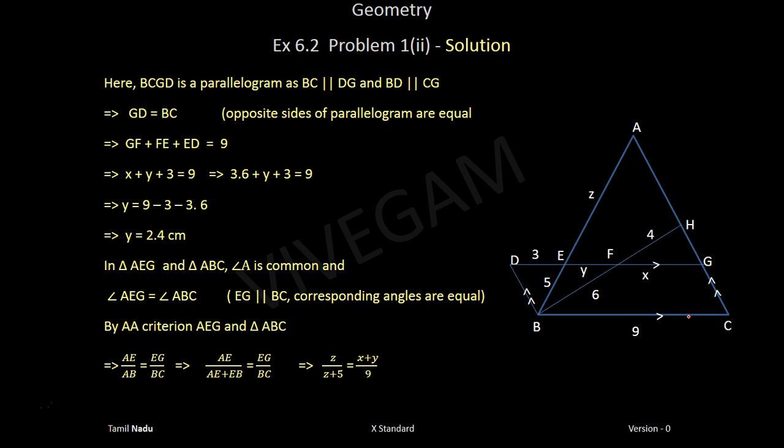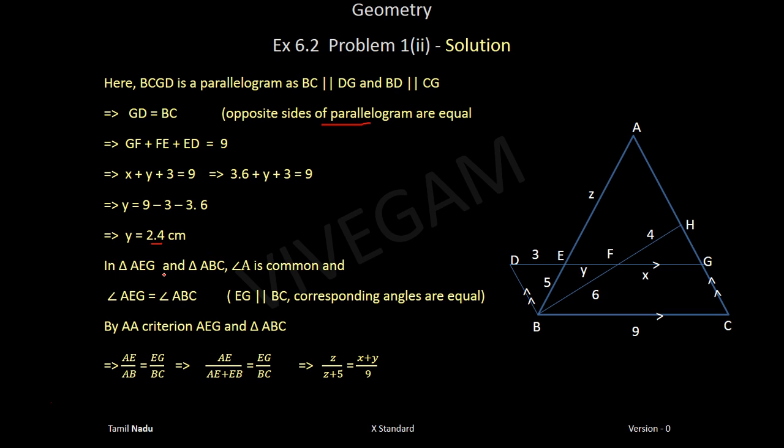So in a parallelogram, opposite sides are equal. This is the important point which you'll have to use. So which means GD equals BC. Now what is GD? That is X plus Y plus 3 equal to 9. So X is 3.6 plus Y plus 3 equal to 9, or Y will be equal to 9 minus 3 minus 3.6. Y will be equal to 2.4 centimeter.